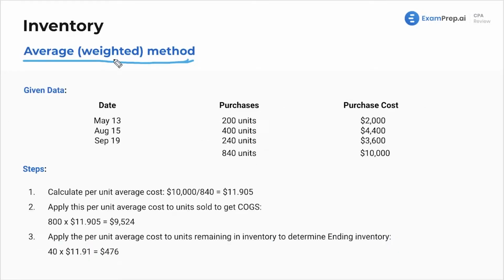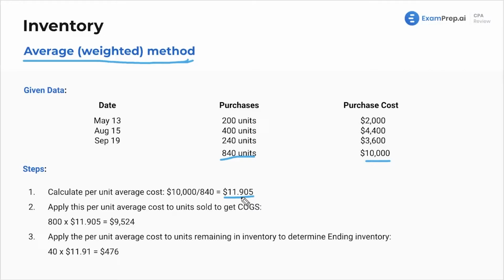We're doing the weighted average method. So we're going to average them all together to get our per unit cost. Our per unit cost is averaging $10,000 divided by 840 here, right? $10,000 divided by 840 gets us $11.91 roughly per unit. Now, generally for problems, I like to leave them unrounded until the very end. I would definitely recommend doing that, and then round your very last number in the question.